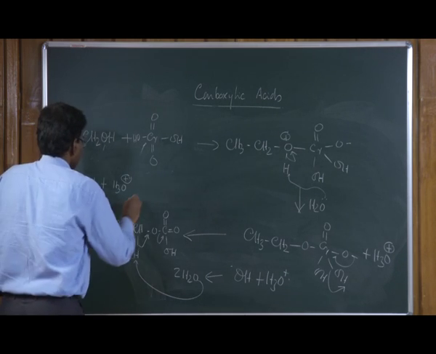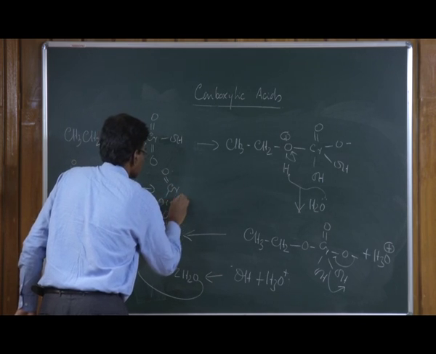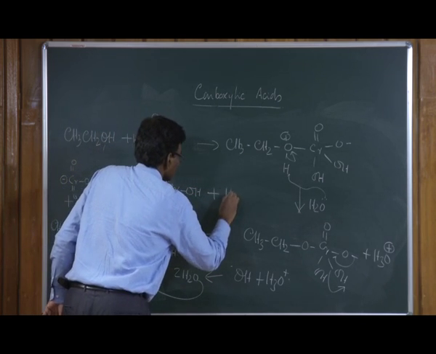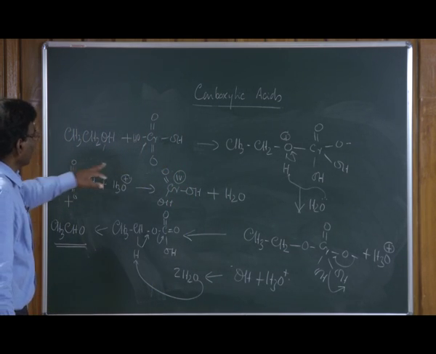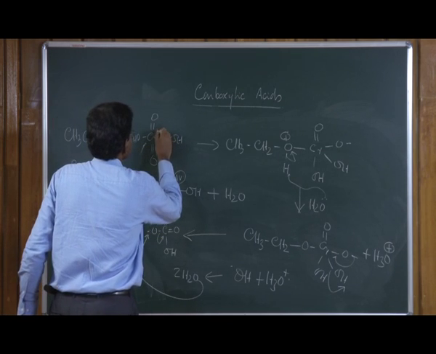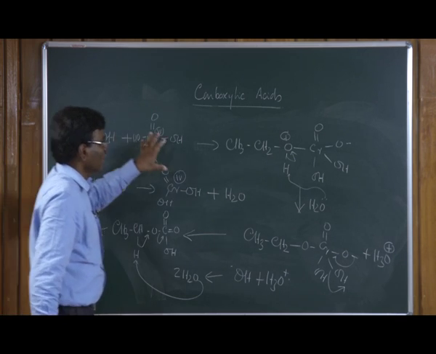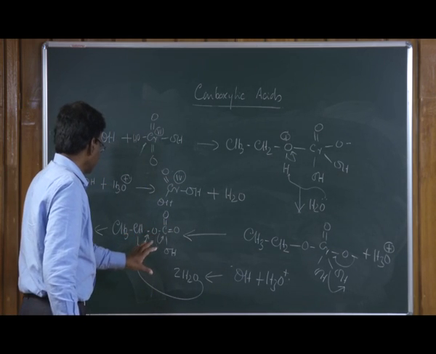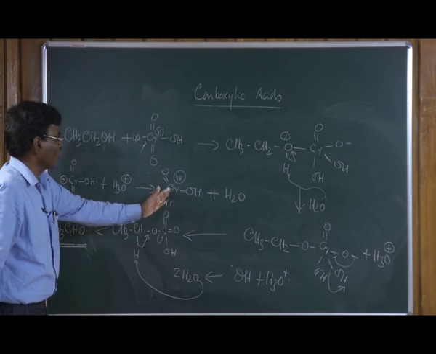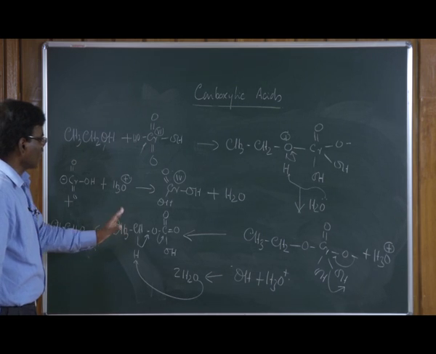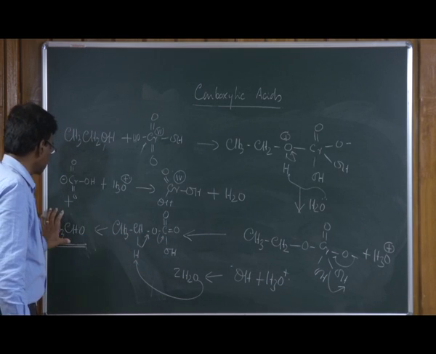This can transform into chromium 4 species. So, if you look at it, this is a chromium 6. This chromic acid reacts with the alcohol and you generate the ester. That ester transforms into aldehyde and you generate the chromium 4 species. It is a 2 electron oxidation process. The chromium 6 is reduced to chromium 4 and your alcohol is oxidized to aldehyde.